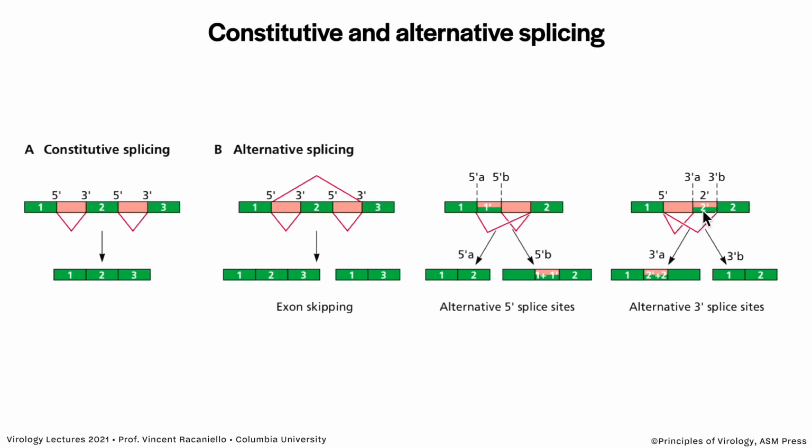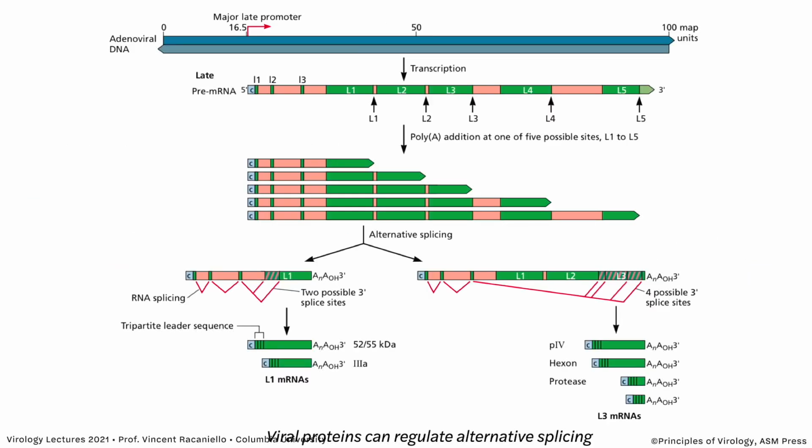So basically, from a single pre-mRNA, you can make a bunch of different mRNAs that could encode for different proteins. It's a way of expanding the coding capacity of a genome. And I show you that for adenovirus because it's really remarkable what you can do. Here is the major late promoter, and this is the pre-mRNA that's made from it. It covers almost the whole genome. It's huge. It goes from that part right there near the promoter all the way almost to the end of the genome. And there are multiple introns you can see in pink.